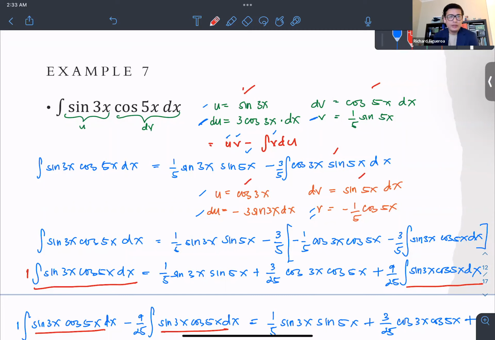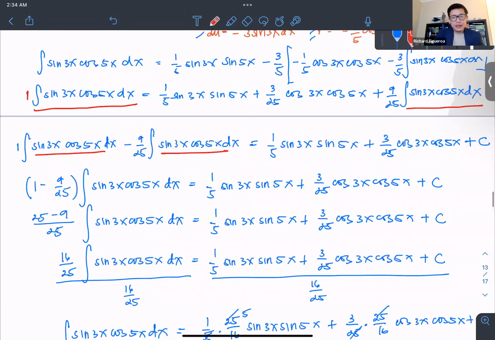If the integrand recurs, and you transpose it to the left-hand side, and it cancels out, there's something wrong with what you've done. Okay, so that will be all.